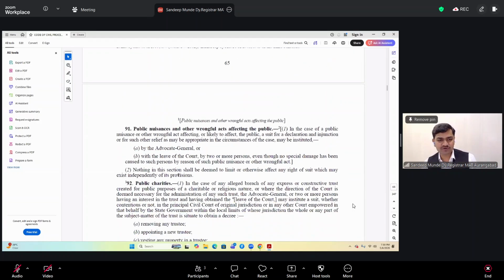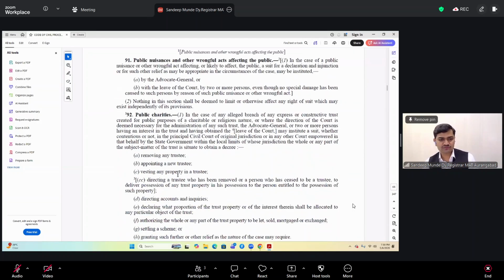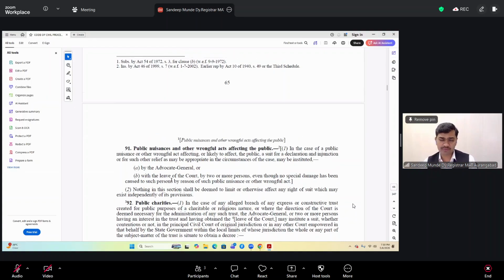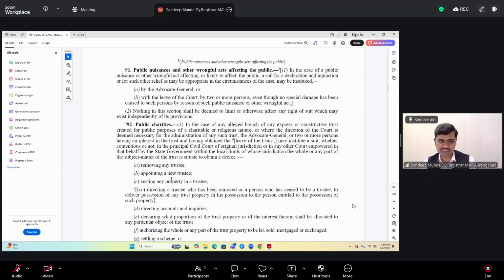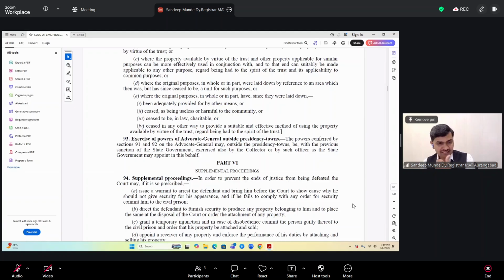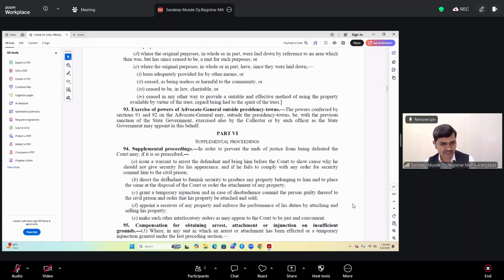Sections 91 and 92 deal with the provisions about public nuisance and other wrongful acts affecting the public. The Advocate General or a group of people may file the suit against the persons for the same purposes. Section 93, the exercise of powers of Advocate General outside the presidency towns, which are there under Sections 91 and 92. The last part, Part 6 of the Code of Civil Procedure, deals with the supplemental proceedings.